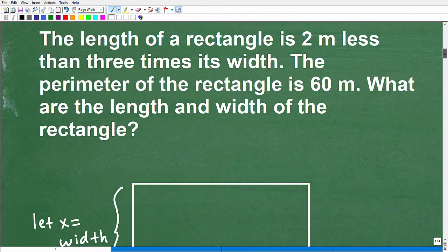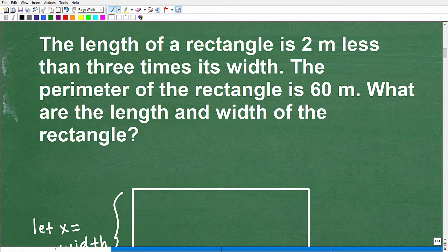All right, so again, let's take a look at the problem real fast. We have the length of a rectangle is 2 meters less than 3 times its width. All right, so we're going to have to figure out what that means. But we also know that the perimeter of the rectangle is 60 meters. Interesting. What is the question? Well, what are the length and width of the rectangle? So I'm looking for the dimensions of the rectangle.